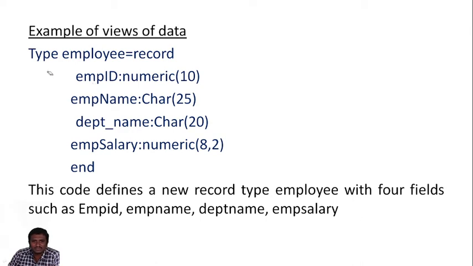programming code. The type is employee, the table name is employee, and the records are employee ID. The employee ID will be stored in numeric format, employee name will be stored in character format, and department name will be stored in character format. The employee salary is stored in the database in numeric format. The code defines a new record type employee with 4 fields: employee ID, employee name, department name, and employee salary.